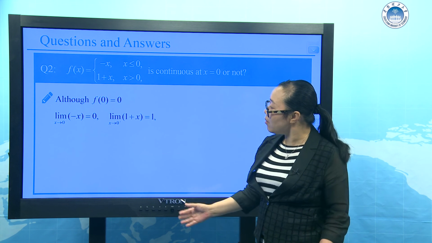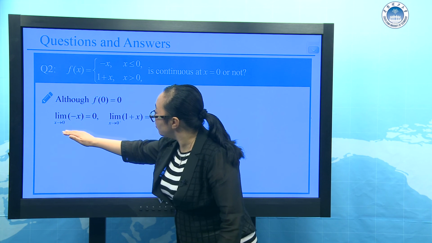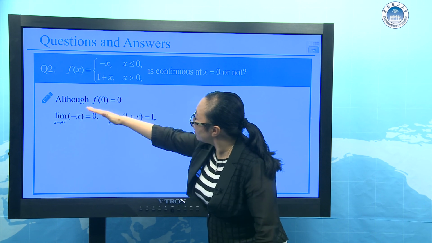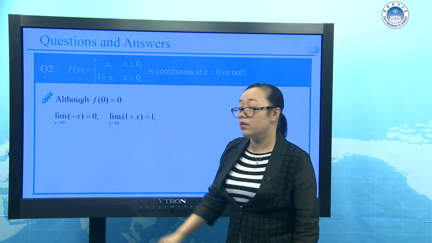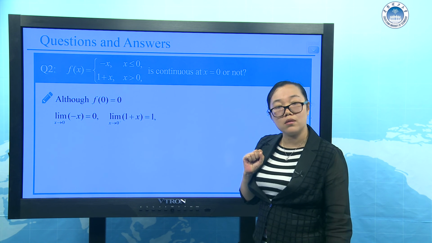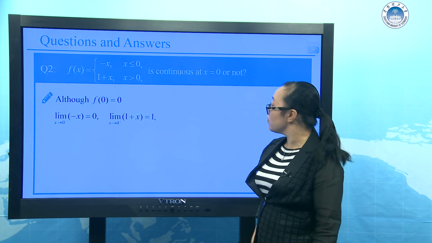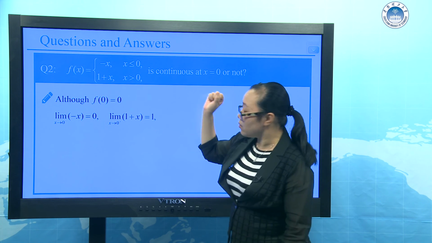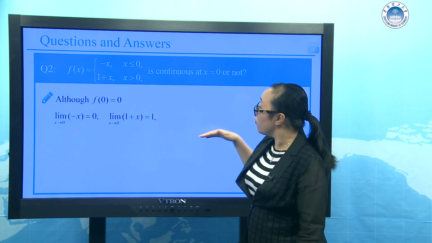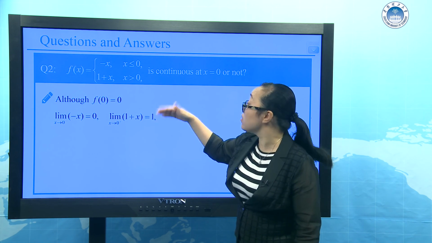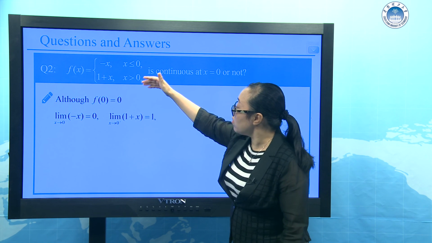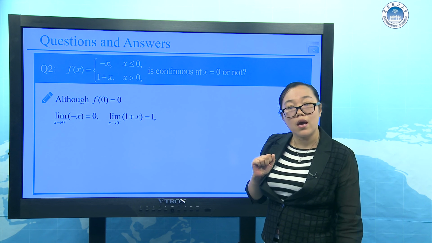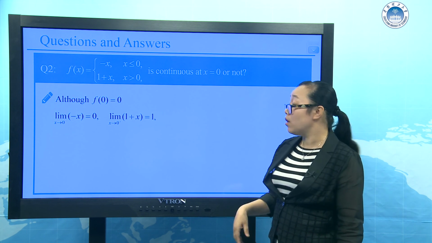Now look at the limit. x tends to 0 minus. 0 minus means less than 0, so we use minus x, which tends to 0. How about x tends to 0 plus? x tends to 0 from the right side means x greater than 0, so we are taking 1 plus x. At this time, 1 plus 0 equals 1.